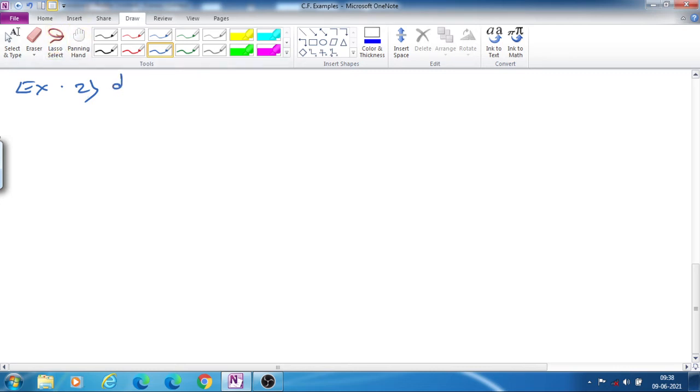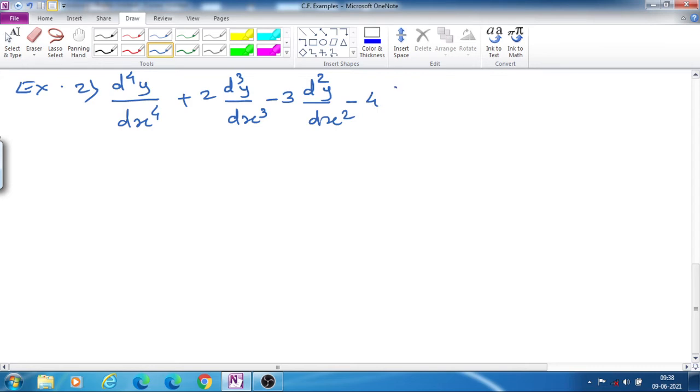Suppose, example is d⁴y/dx⁴ + 2 d³y/dx³ − 3 d²y/dx² − 4 dy/dx + 4 = 0.